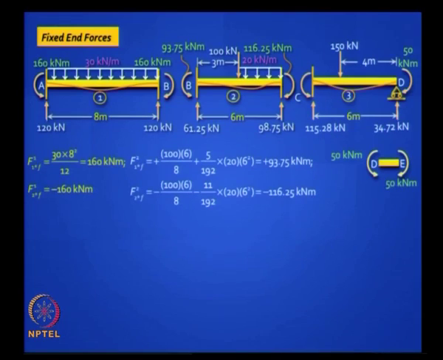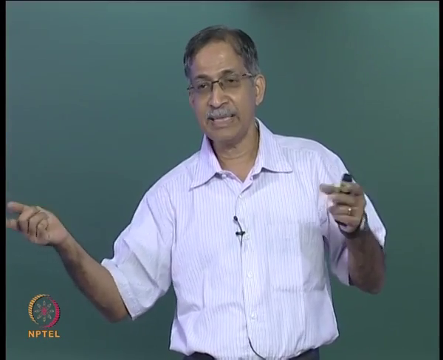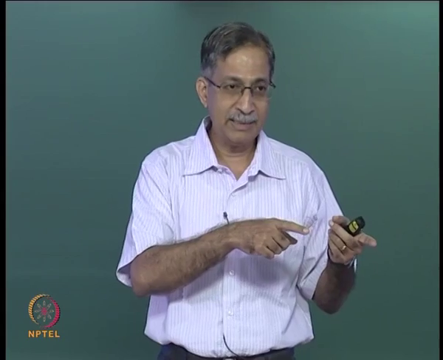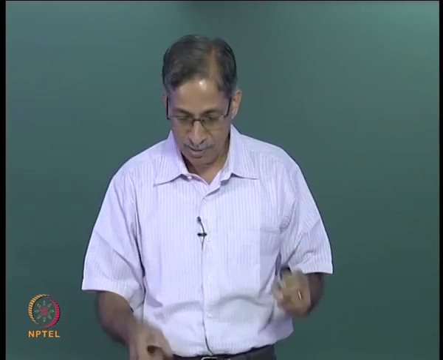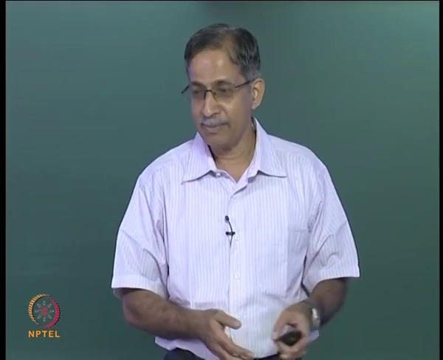Well, due to the 150 kilonewton load, for a fixed beam, you know the formula: W A B squared by L squared for the left end, and for the right end it is W A squared B by L squared, and you need to release that. So half of it gets carried over to this side, so that part you can deal with. What about that 50 kilonewton meter? Half of it gets carried over with the correct sign, so that's all you need to do.